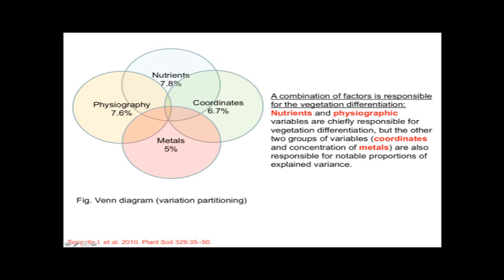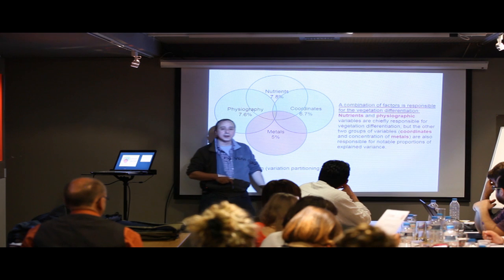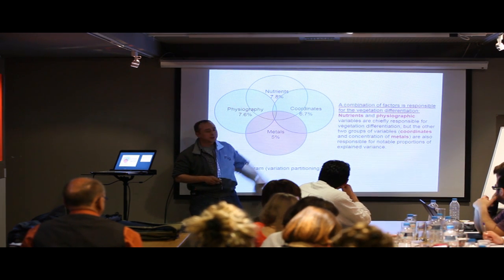So, our main conclusion is that not one factor, but a combination of factors is responsible for the vegetation differentiation. Nutrients and physiographic variables are chiefly responsible for this vegetation differentiation. However, the other two groups, the coordinates representing disturbance regimes and other things like this, as well as concentration of metal, are responsible for a notable proportion of explained variance, but lower than nutrients and physiography.